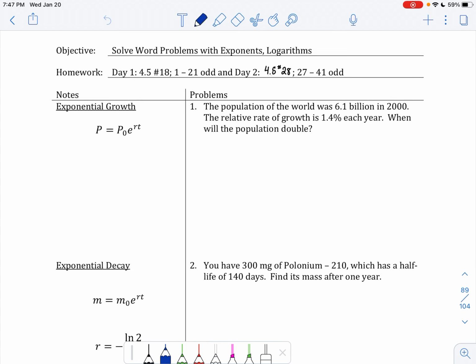Hey there, and so we're just finishing up chapter 4 this week. So you'll have 2 days that you're working on word problems with exponents and logarithms.